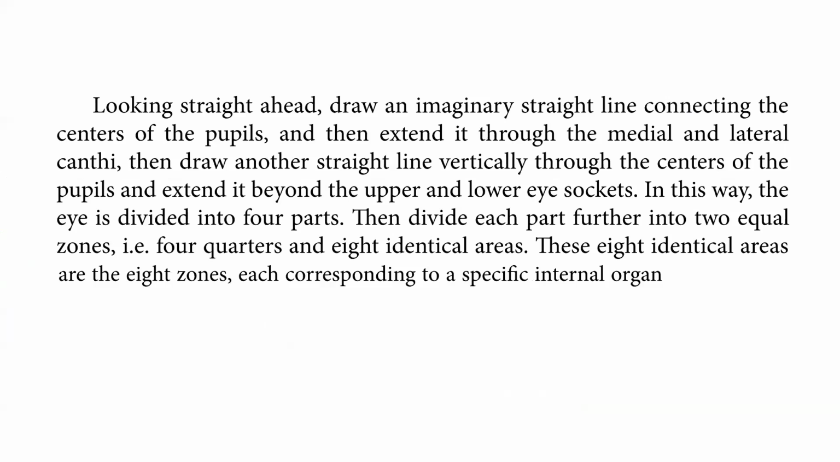Looking straight ahead, draw an imaginary straight line connecting the centers of the pupils and then extend it through the medial and lateral canthi. Then draw another straight line vertically through the centers of the pupils and extend it beyond the upper and lower eye sockets. In this way, the eye is divided into 4 parts. Then divide each part further into 2 equal zones, that is 4 quarters and 8 identical areas. These 8 identical areas are the 8 zones, each corresponding to a specific internal organ.